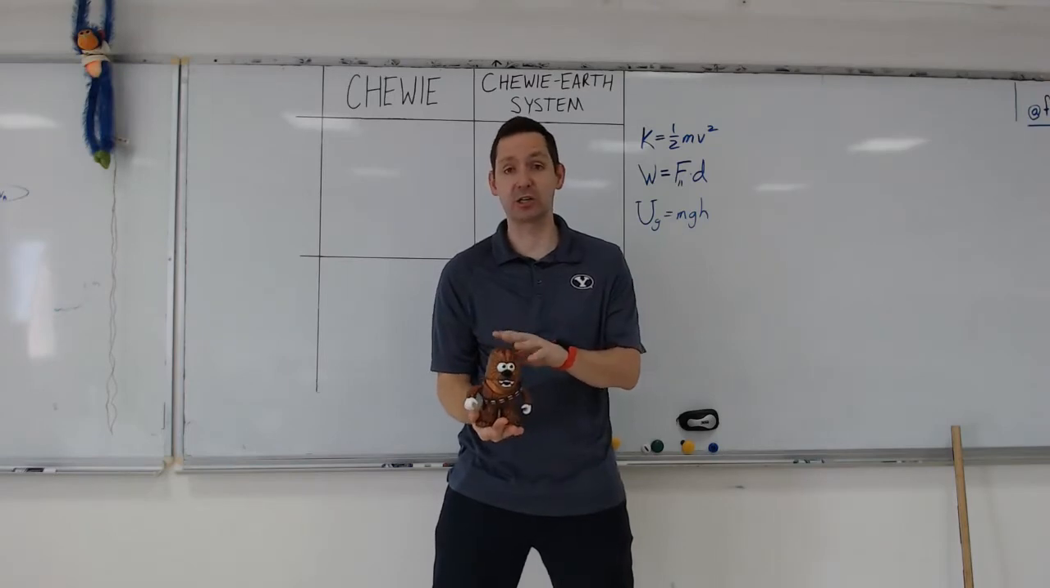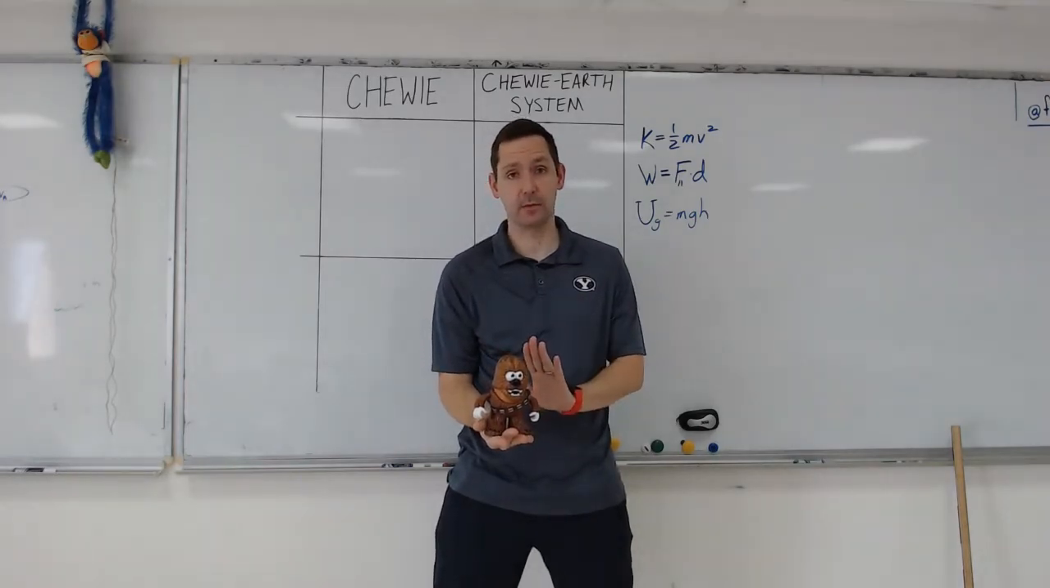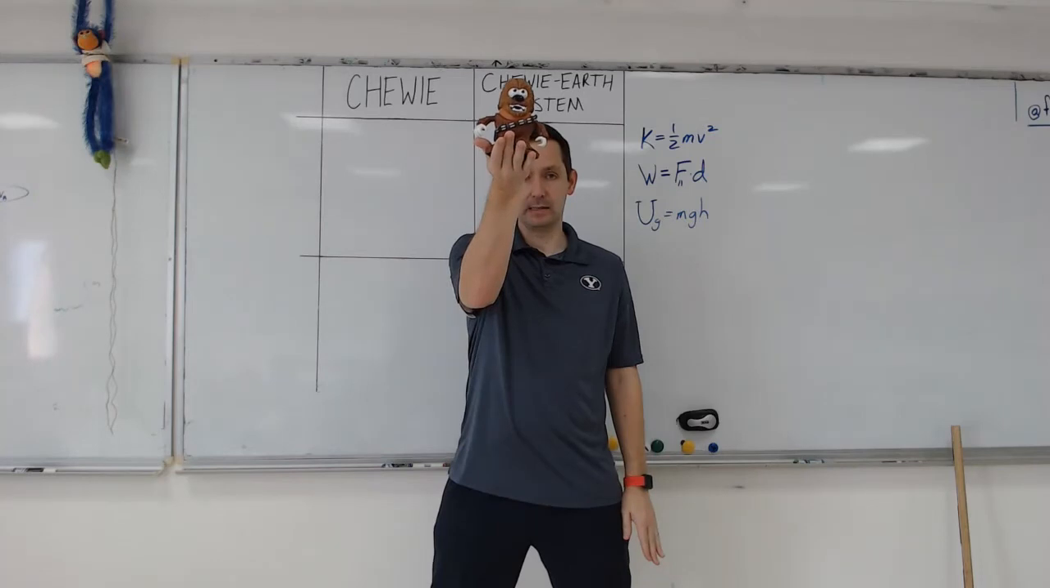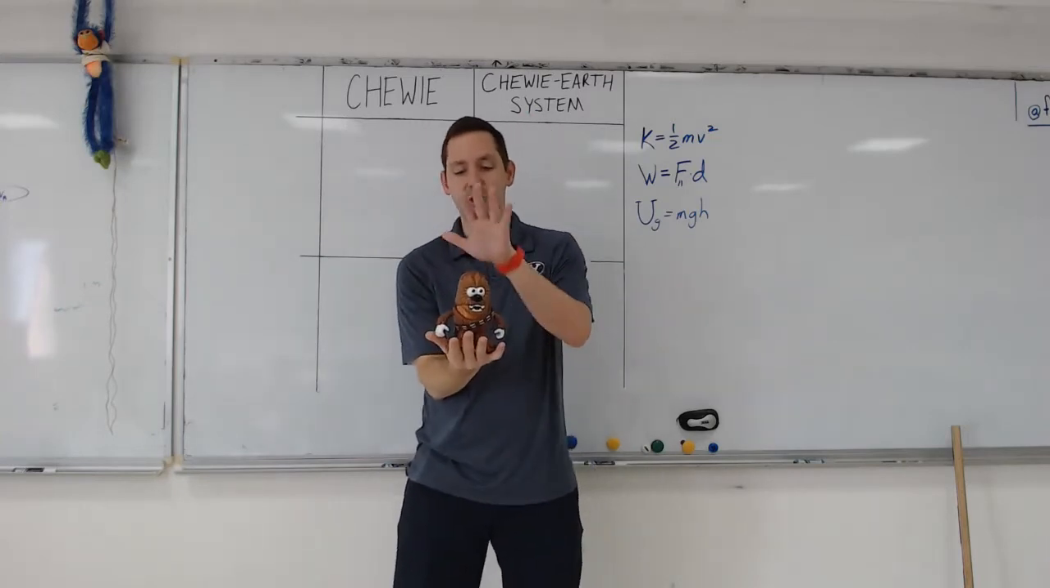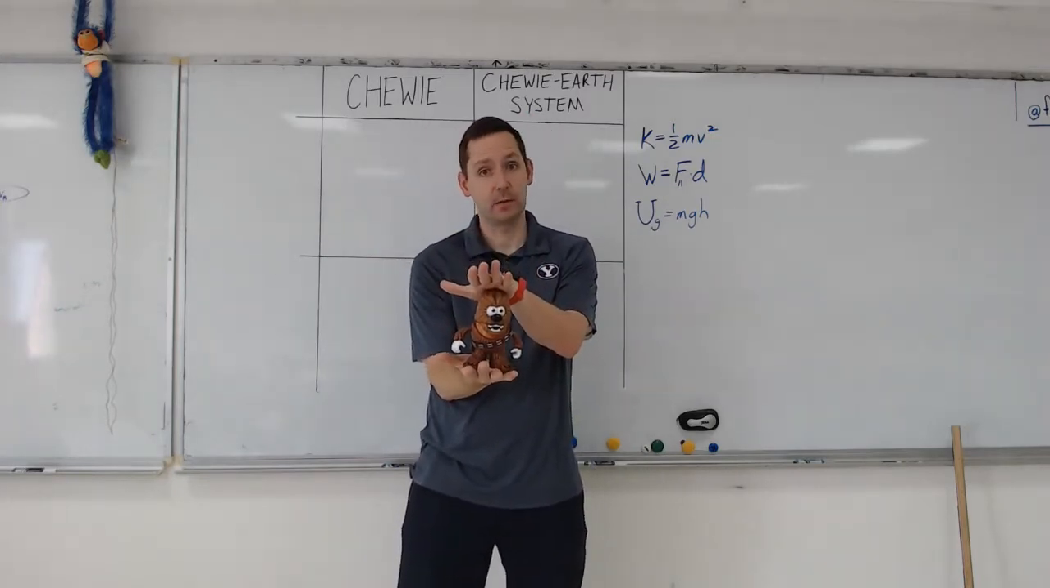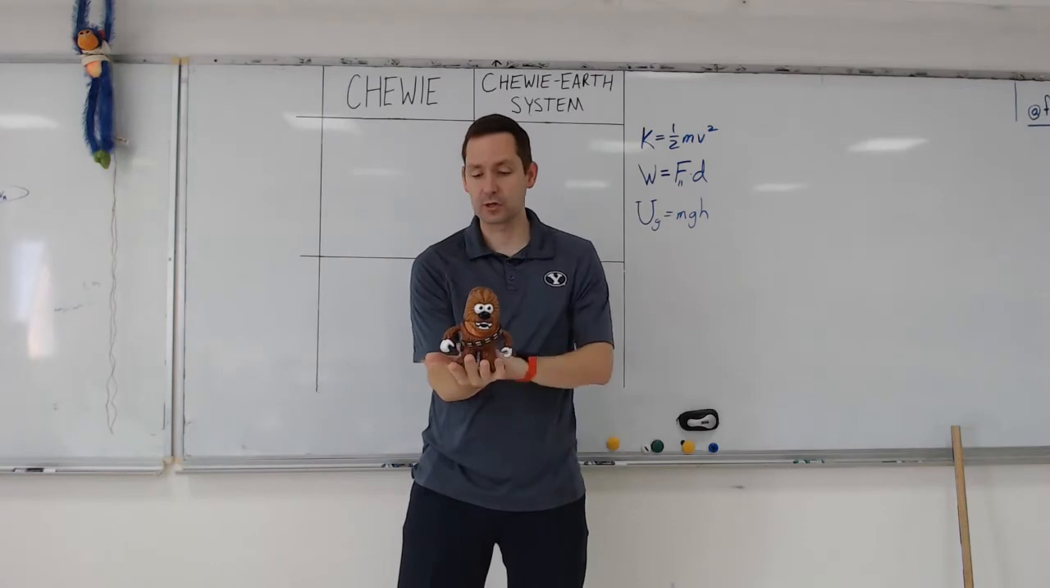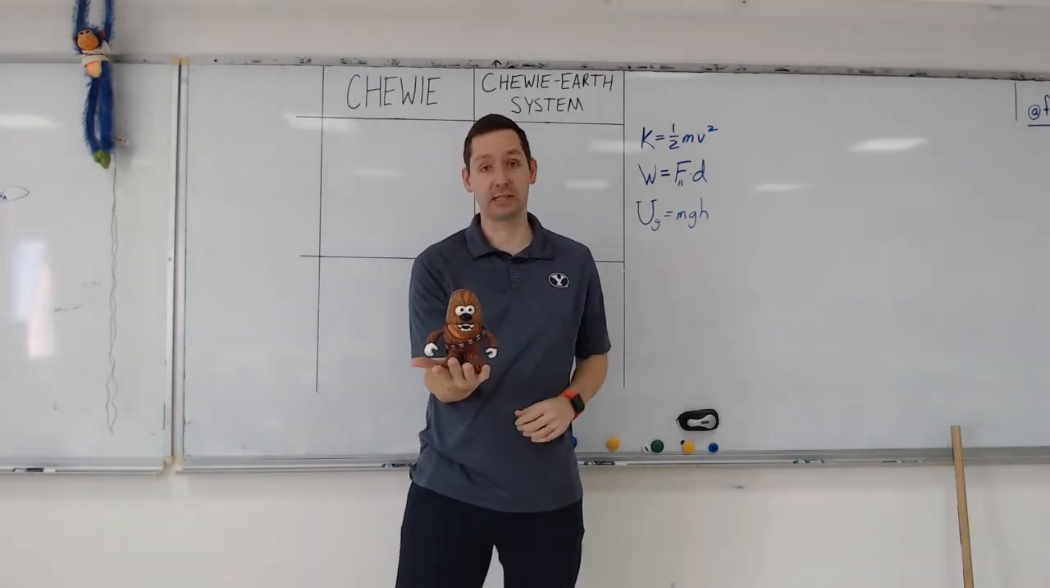Just the simple action of he's starting here, and then he ends there. That's it. So he starts here. If we're just looking at Chewie, just looking at him, forces are balanced. What types of energy does he have?